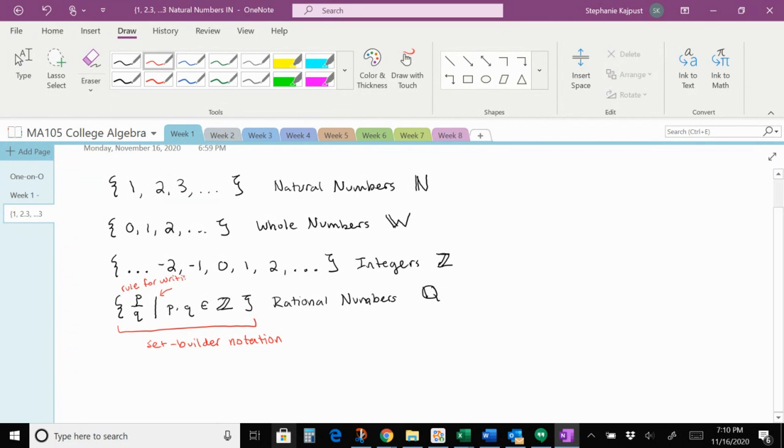So I'll say rule for writing. And then the vertical bar, I read that kind of as the word where. So it's P over Q, where P and Q, and then we have this symbol, our elements of, which just means they belong to the set, and then it belongs to the set Z or integers.